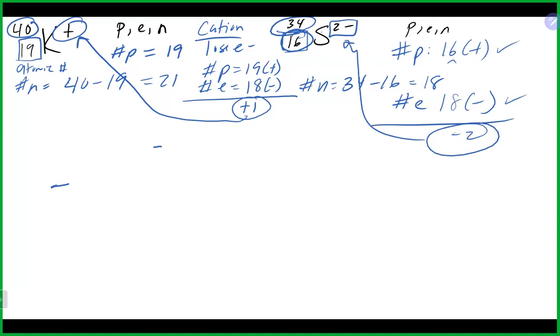So again, if something has a charge, the only thing that changes is the number of electrons. And if it's positive, it should have fewer electrons than the neutral. And if it's negative, it should have more electrons than the neutral. And the actual number of the charge will tell you how many electrons were either lost or gained, depending on the situation. Any questions on protons, electrons, neutrons, or things with charges?